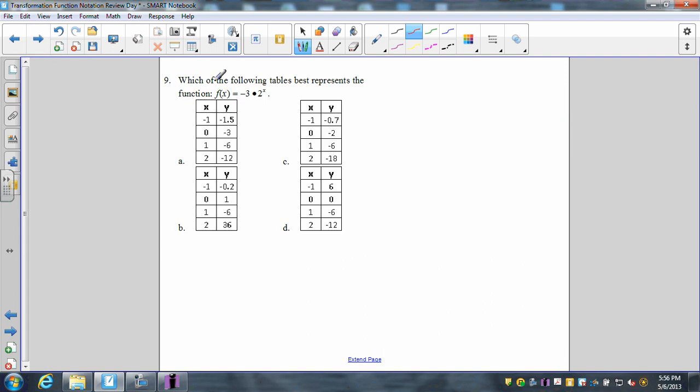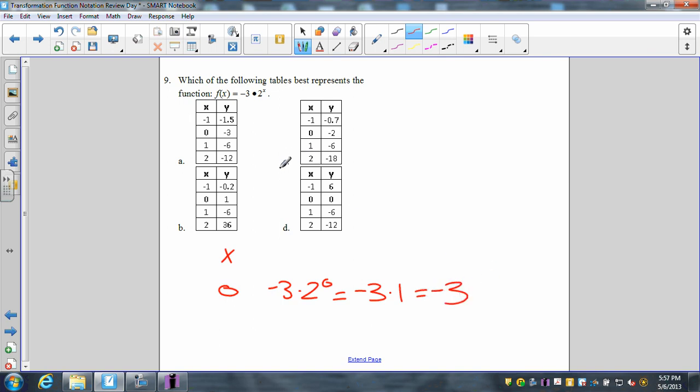Number 9. Which of the following tables best represents the function -3 times 2 to the x? Guys, let me encourage you to start off with the easy one. So maybe start off when x is 0, what y is. So -3 times 2 to the 0 is going to give me -3 times, what's 2 to the 0? Well, anything at all raised to the 0 power is always 1. So -3 times 1 is -3.